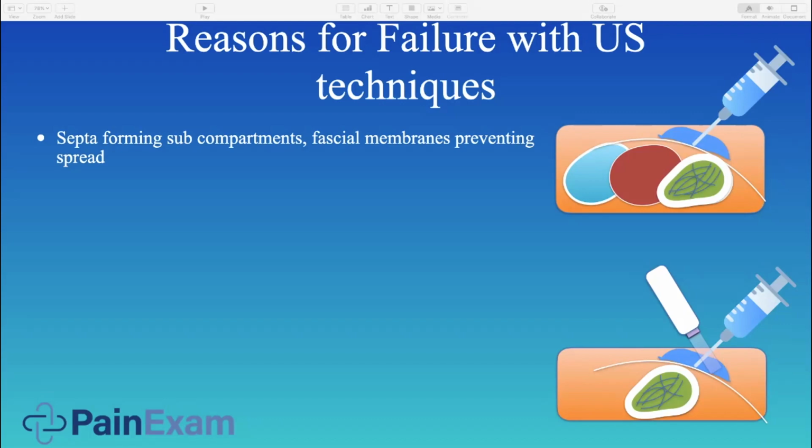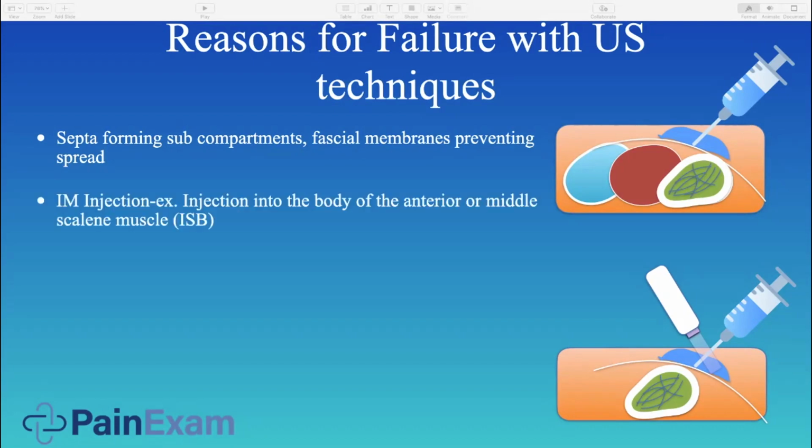Well, one, because it could be you just don't know what you're doing, but more likely, if you do know what you're doing, there's a septa forming subcompartments, and there's fascial membranes preventing spread. You may think you're next to the nerve or target tissue, but there's actually a piece of tissue or a membrane over the nerve that's preventing spread upon that nerve. You may be injecting into the body of the muscle.